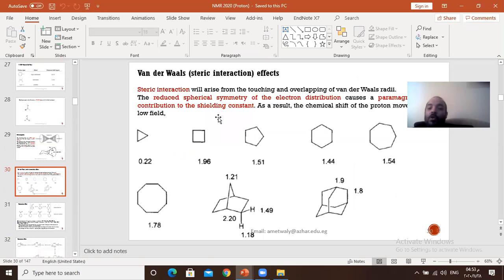Okay. Also, another factor is the van der Waals effect or the steric interaction. If you have cyclopropane or cyclobutane or cyclopentane, it makes a difference. The steric effect makes it highly shielded because when it's steric, the orbitals are coming together, and the electrons around the nucleus are much more available.